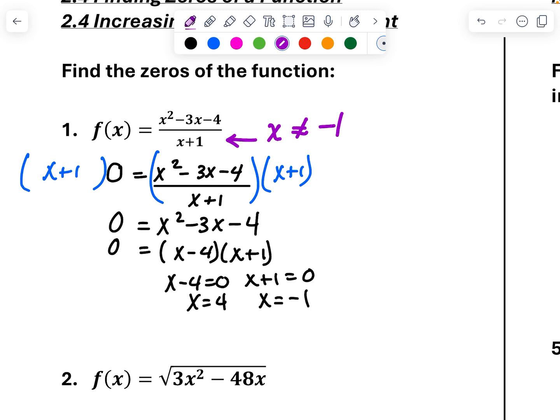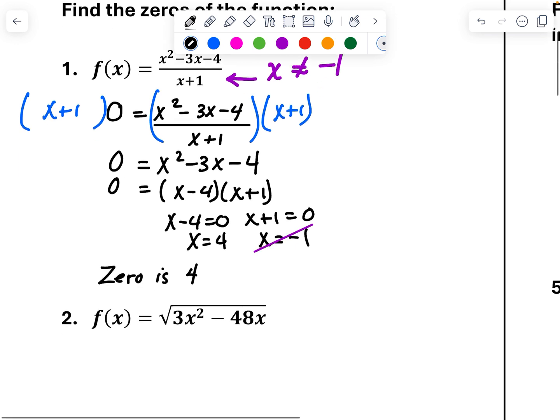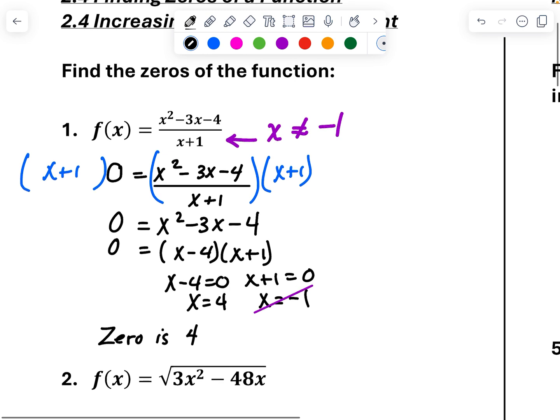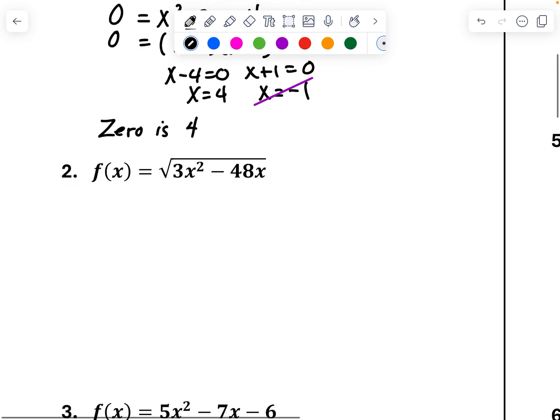But I already know that that answer can't be an answer. So the zero is x equals 4. The zero is the number 4. If we wanted to put that on a graph, we could. Let's just not. Let's just move on from there.